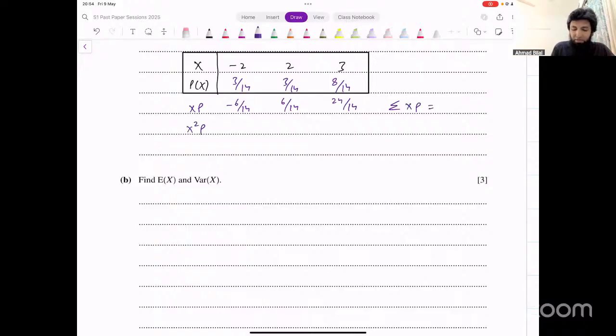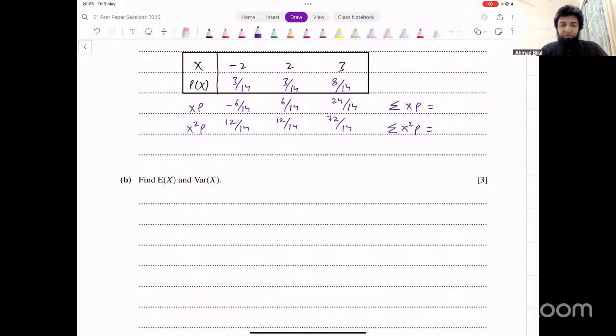Add another row, that's x squared times p. That's 4 into this. That's 12 over 14, and then 12 over 14. And what about this? 9 into 8, that's 72, right? 72 over 14. You can find sigma x squared p from this as well. See what that turns out to be. Do we have these values? Can anyone give me these values?